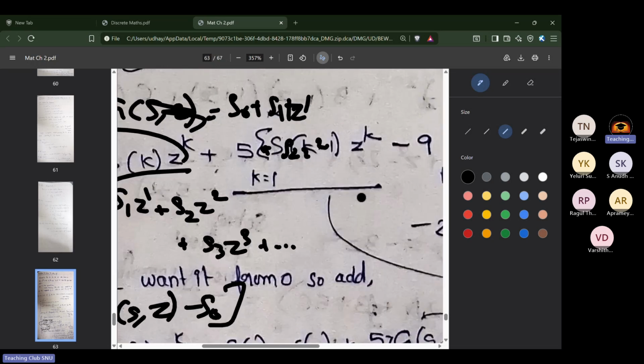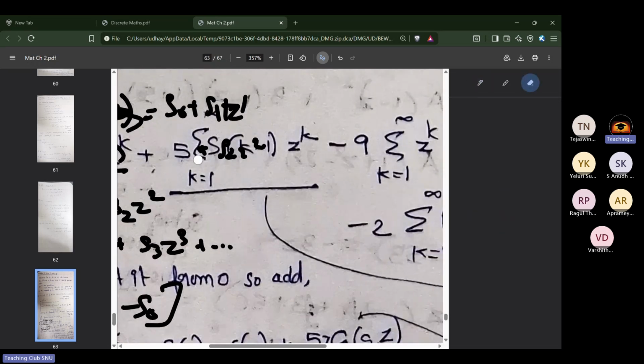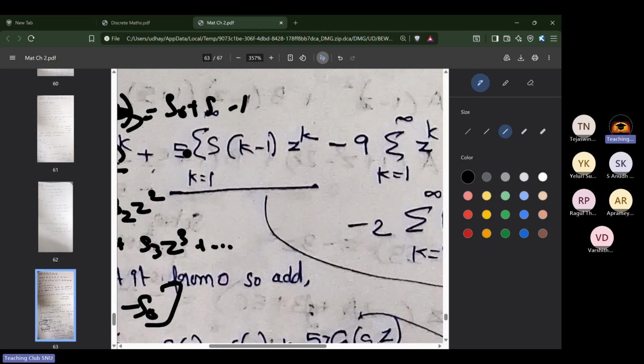So this should be clear, I believe. Moving forward, what is this term telling us? This term is telling 5 into the summation of s of k minus 1 z to the power k, from 1 to infinity. Okay, great. So how will you do this?